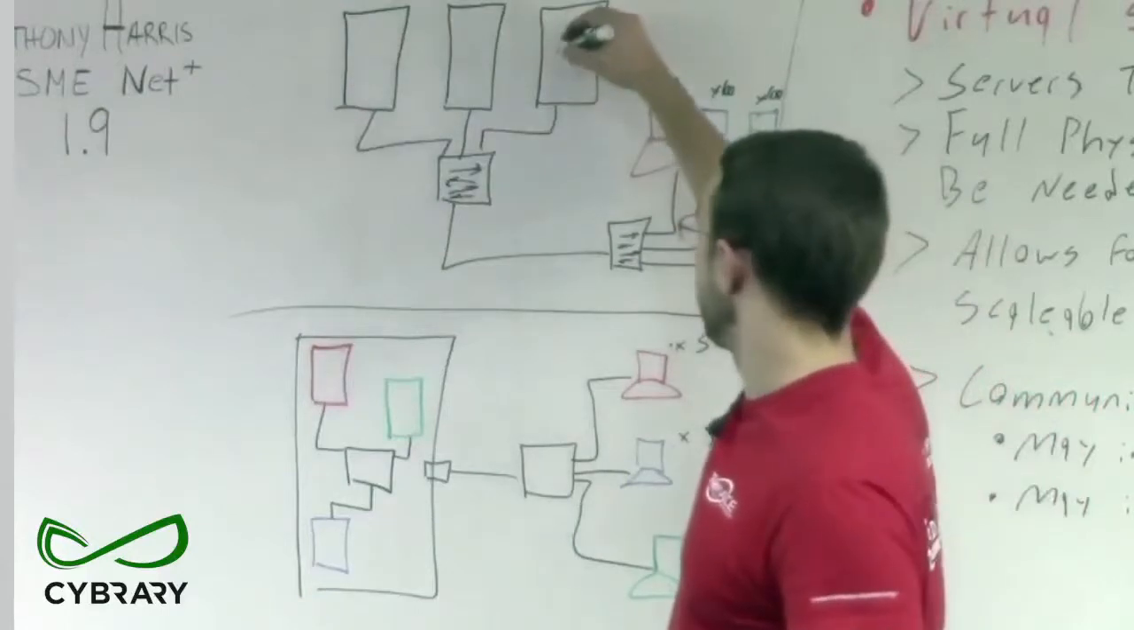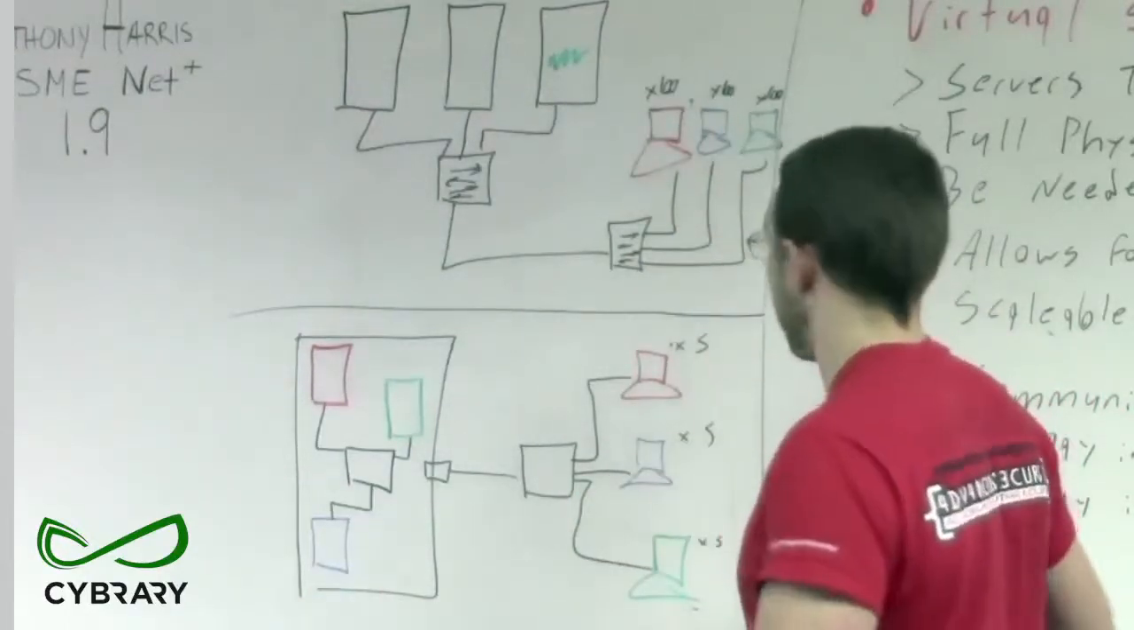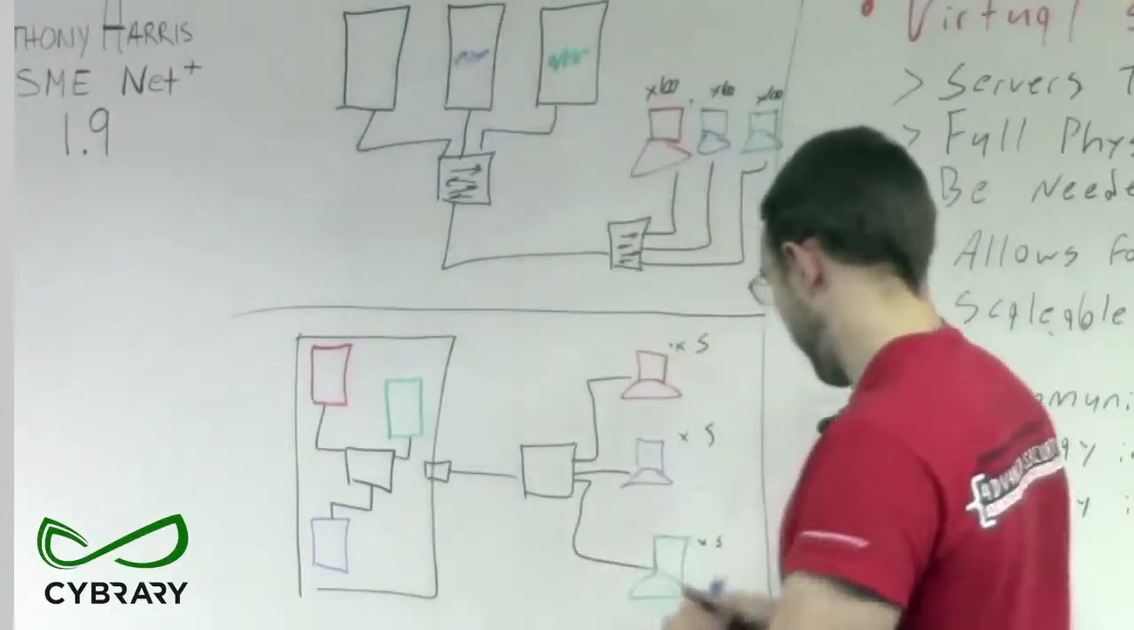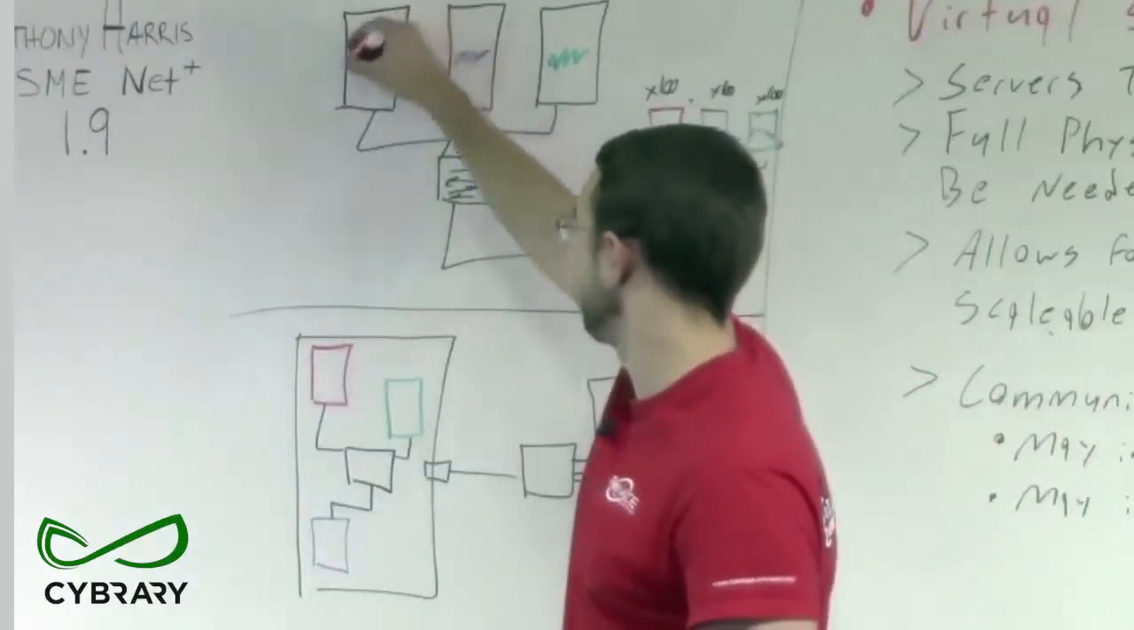Server 3 is going to be for our green VLAN, our green subnet. Server 2 is going to be for our blue subnet, and server 1 is going to be for our red subnet.